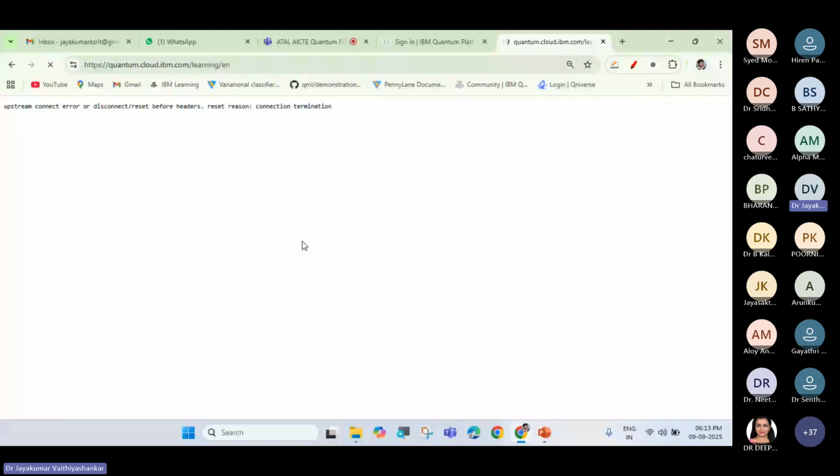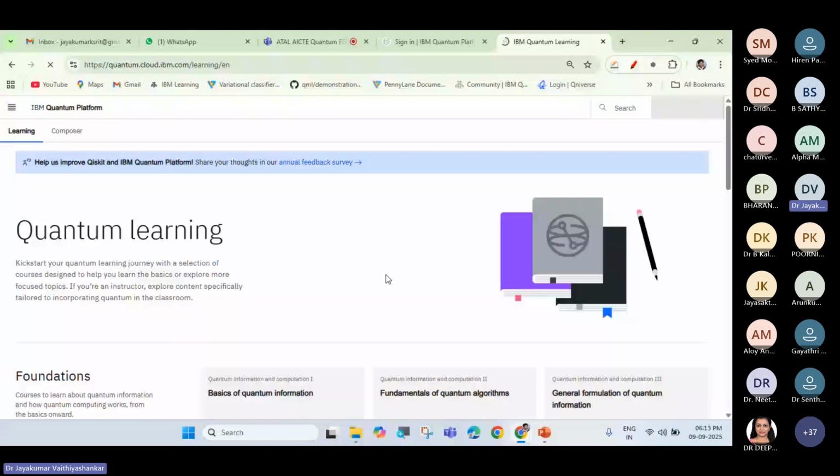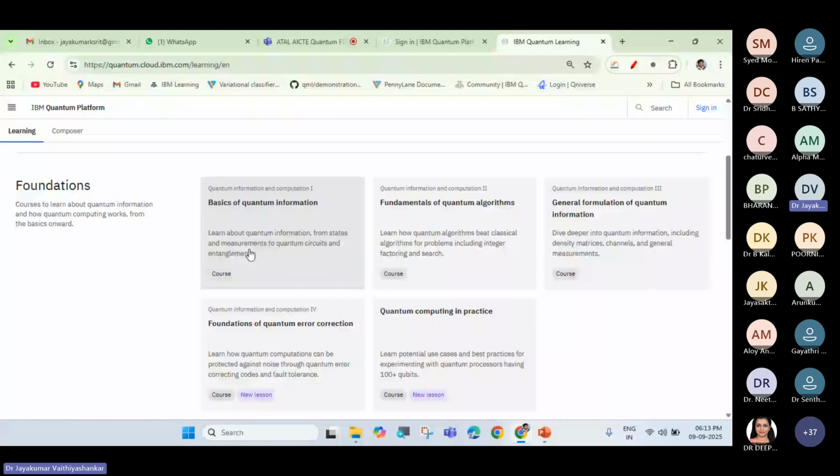So go to this link, IBM quantum learning. So you will have variety of course. So suggestion from one, basics of quantum information. Then once you completed, you can go for fundamental of quantum algorithm.